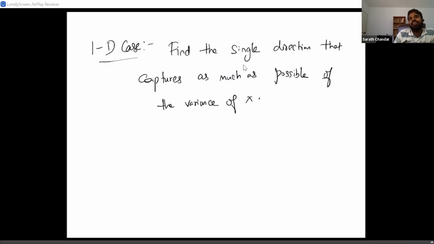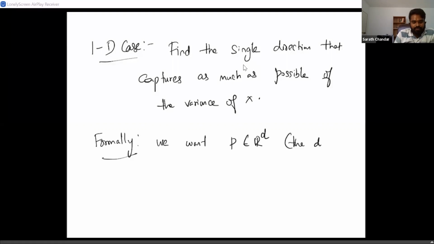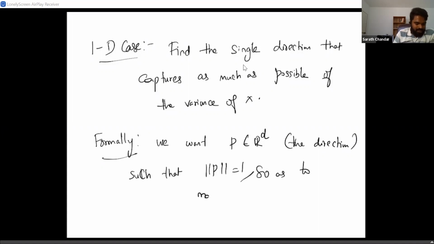Okay, so instead of saying k dimensions, I'm just asking for a single dimension. Now let's make it more formal. Formally, we want some p which belongs to R^d. This is the direction. We want some p such that the norm of p is equal to 1, so as to maximize the variance of p transpose X.